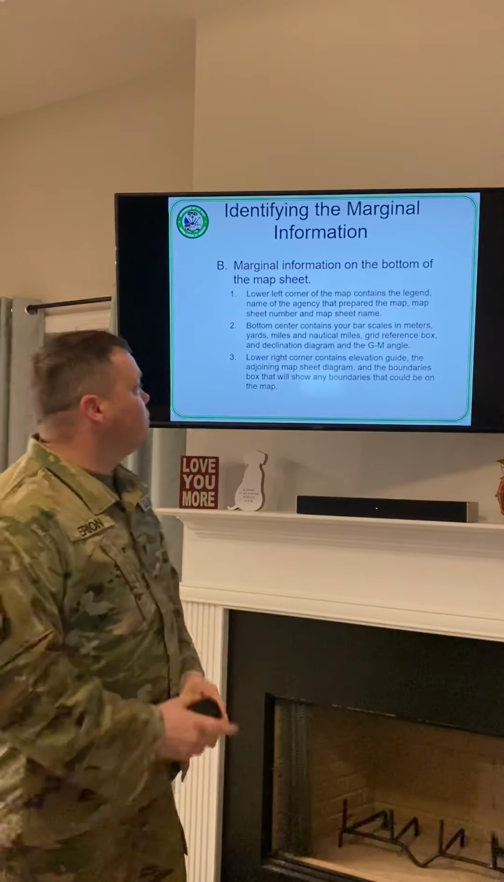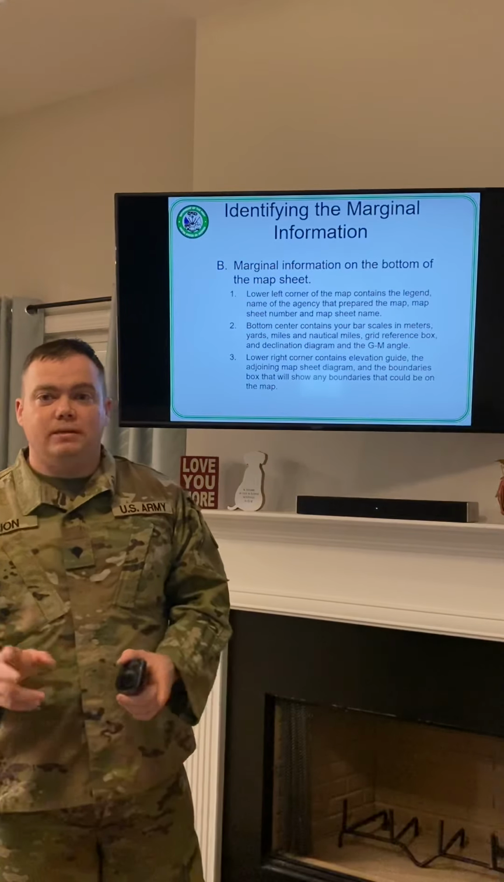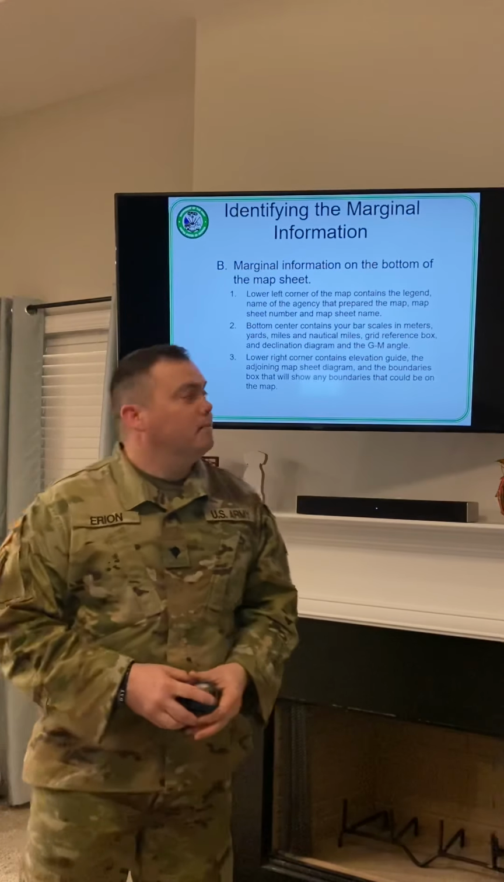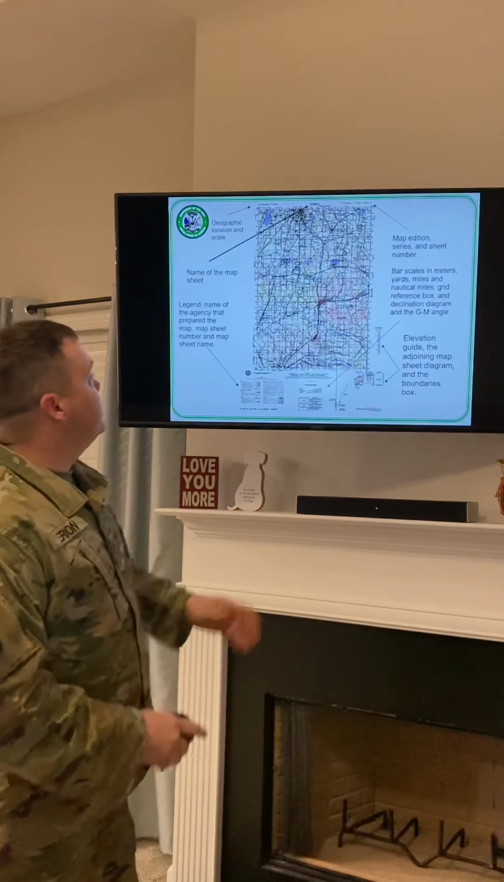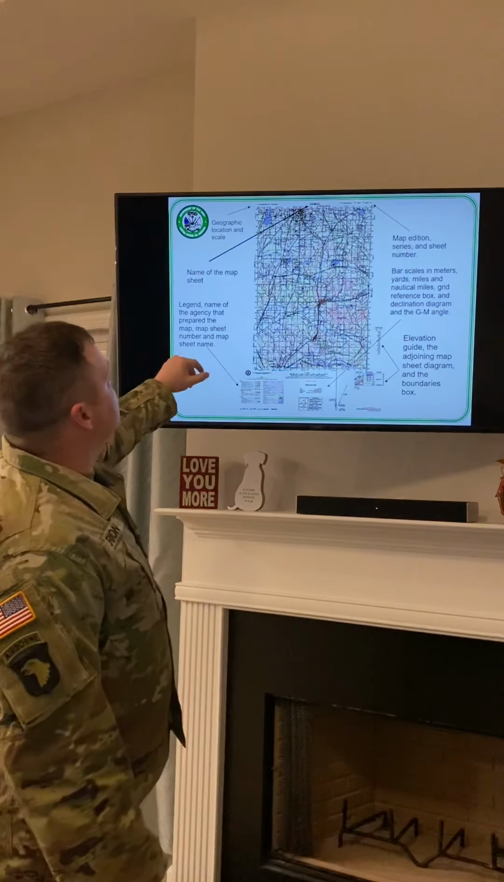At the lower right corner contains the elevation guide. This is the adjoining map sheet diagram, the boundary box, and it will show any boundaries that could be on the map. And here's another map where I pointed out all the marginal information.